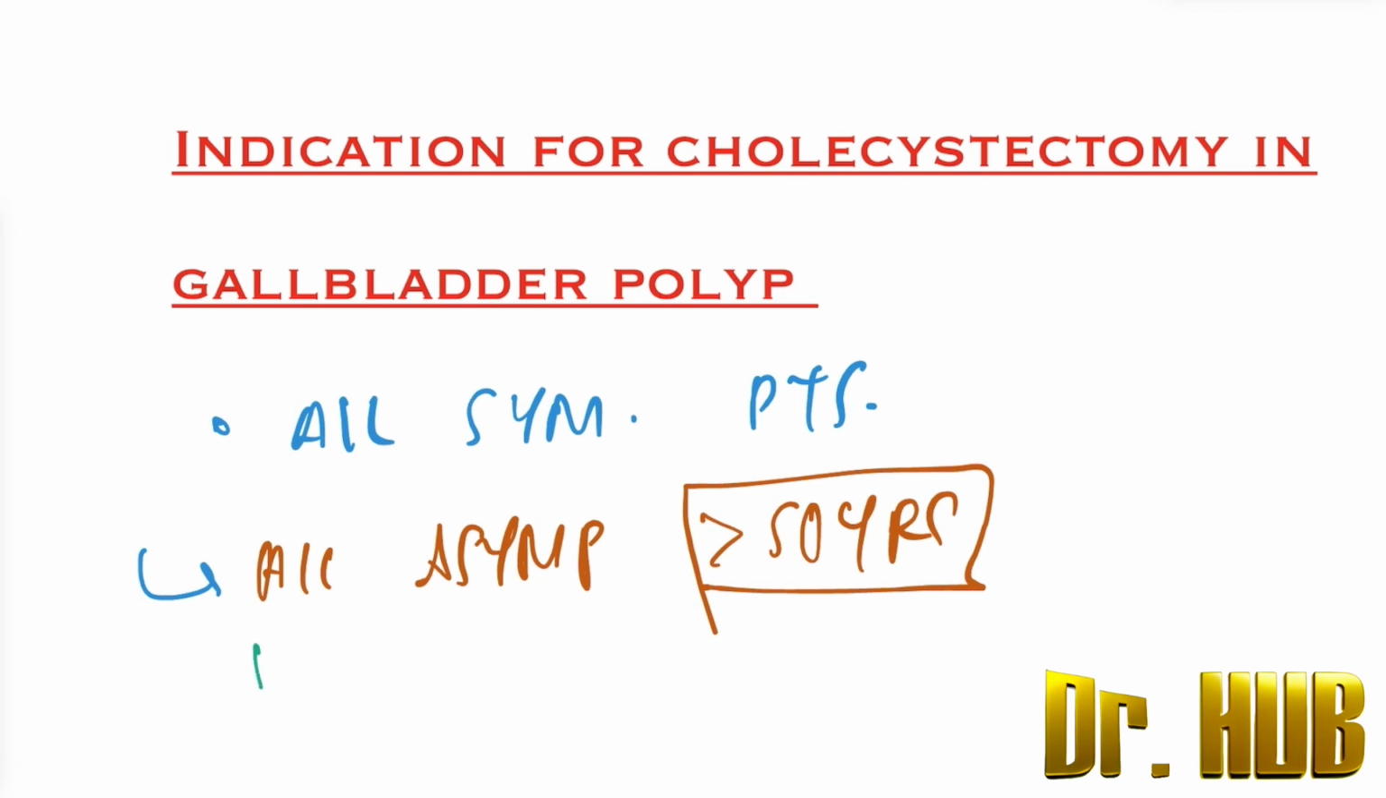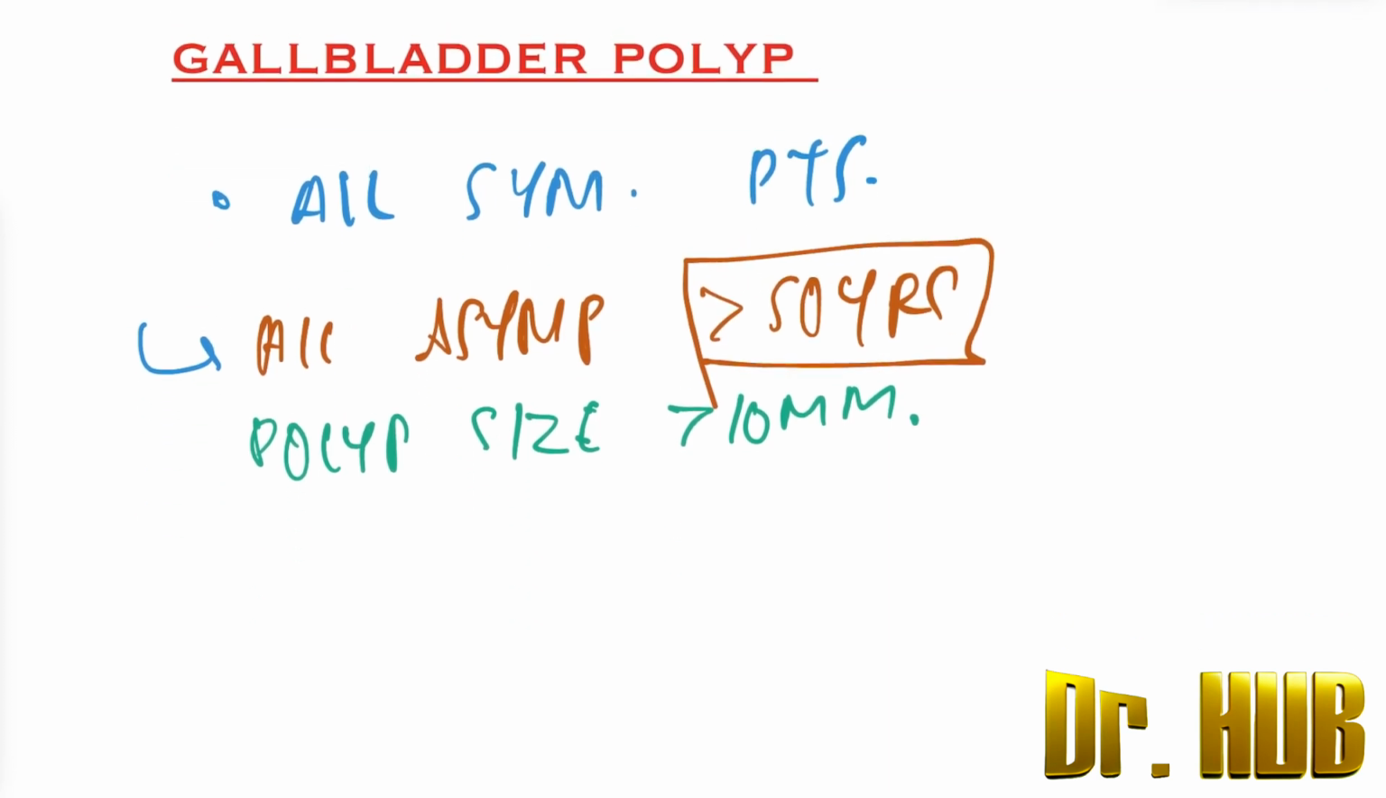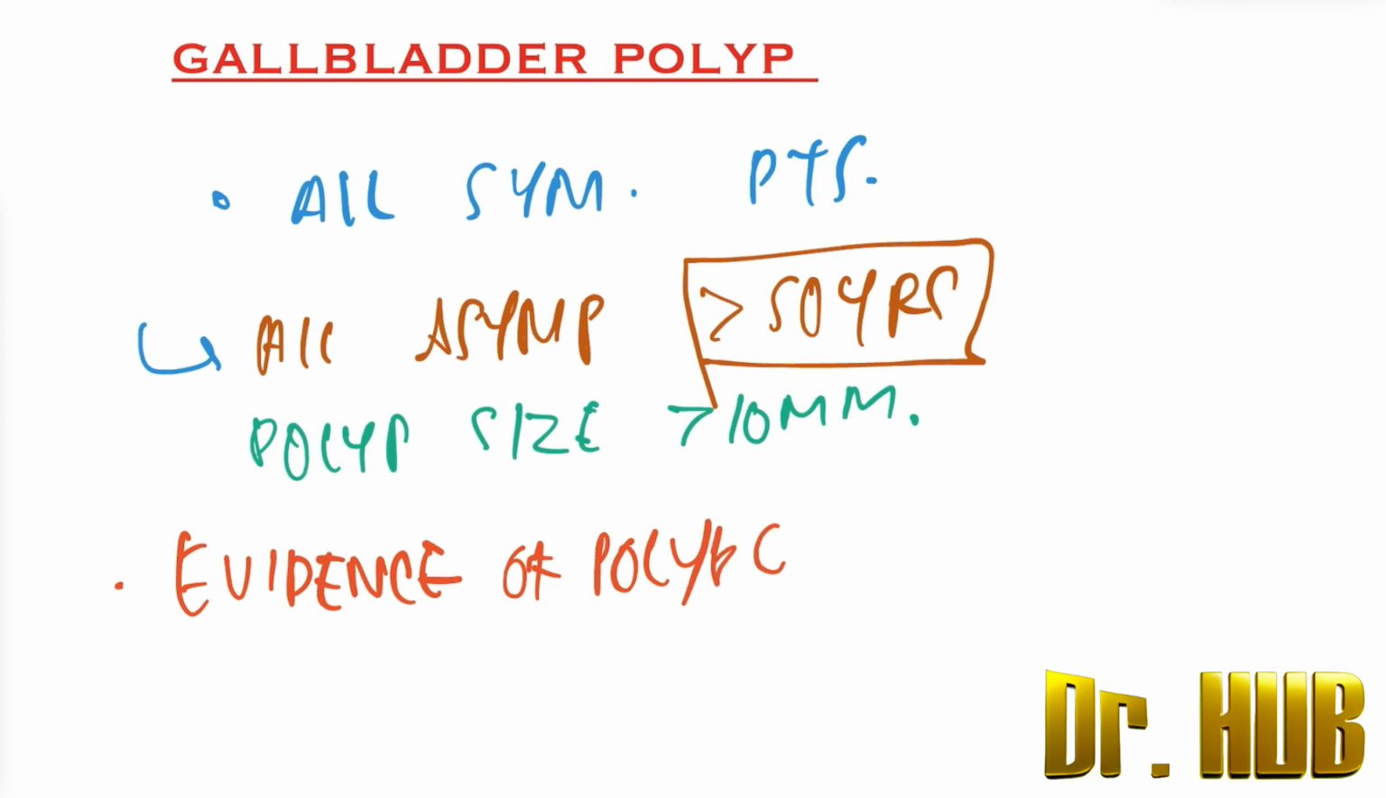Next is in terms of the polyp size. So we are considering a polyp size of greater than 10 mm. And the last point will be in terms of the evidence. So in case of evidence of polyp growth, and this is on serial ultrasonography.